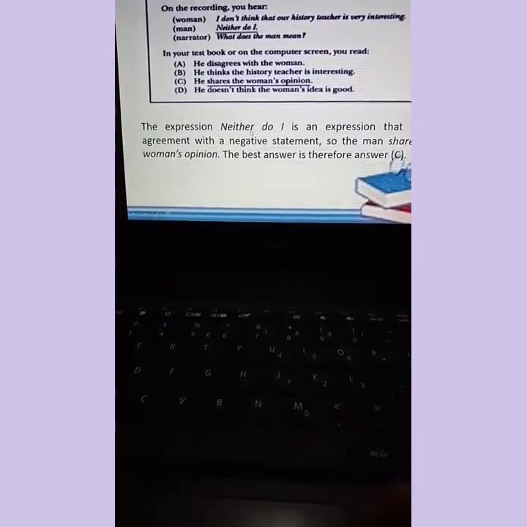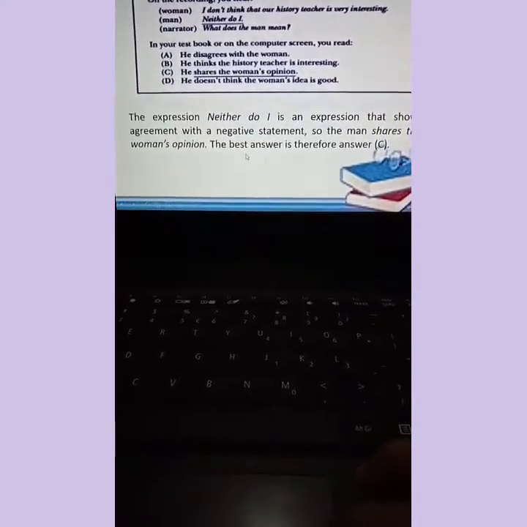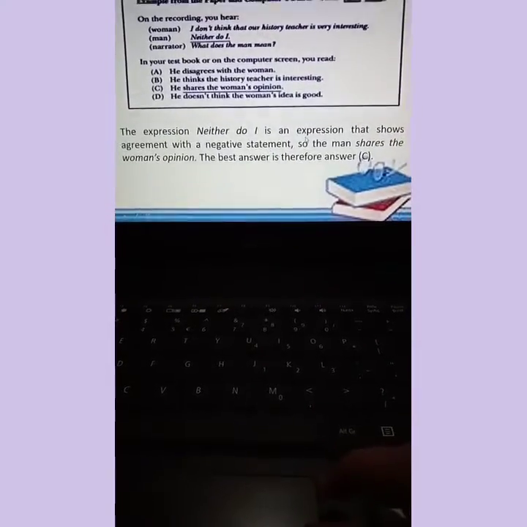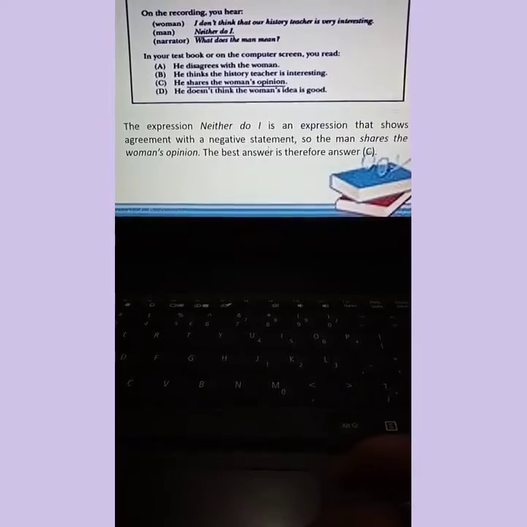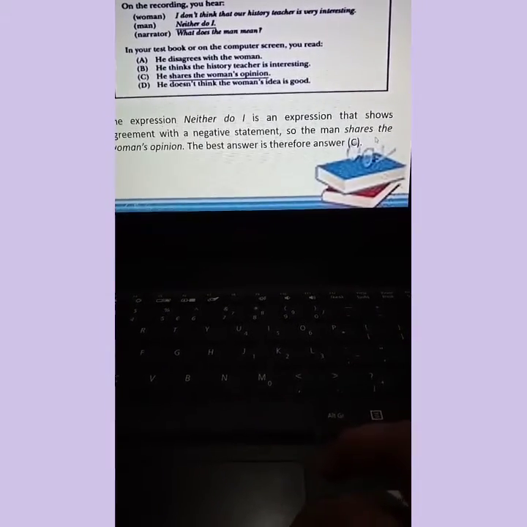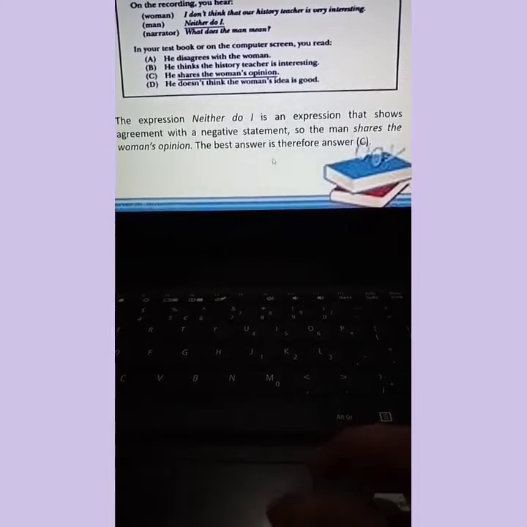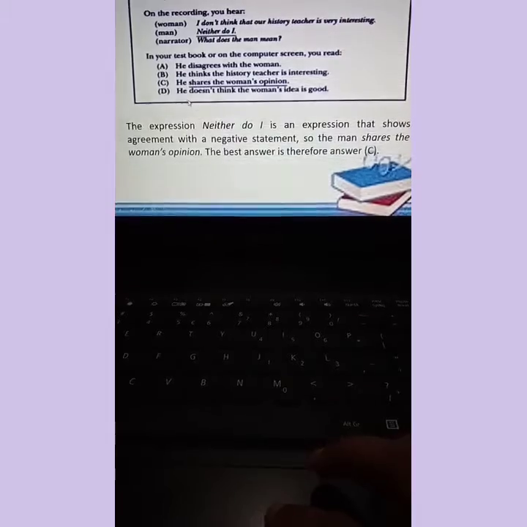Let's see the explanation. The expression "Neither do I" is an expression that shows agreement with a negative statement. So, the man shares the woman's opinion. The best answer is C.